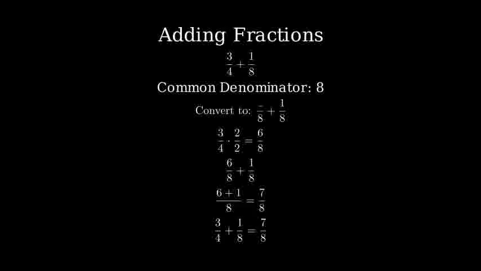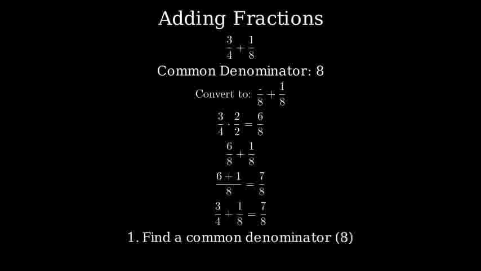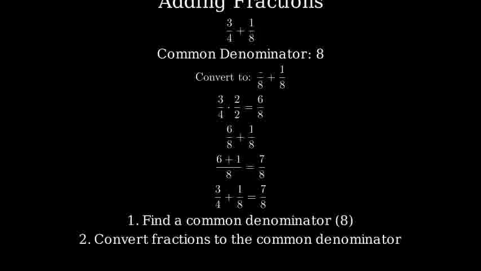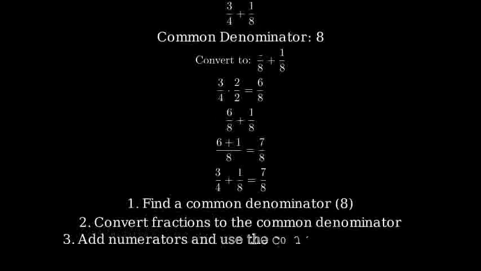Let's summarize what we learned. First, we found a common denominator, which was 8. Then, we converted the fractions to have this common denominator. Finally, we added the numerators while keeping the common denominator, resulting in the sum 7/8.